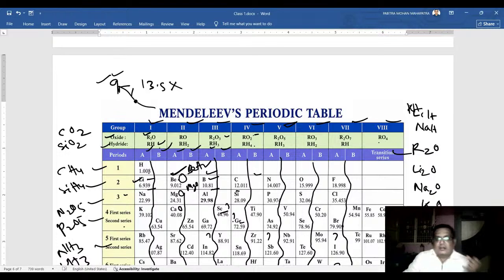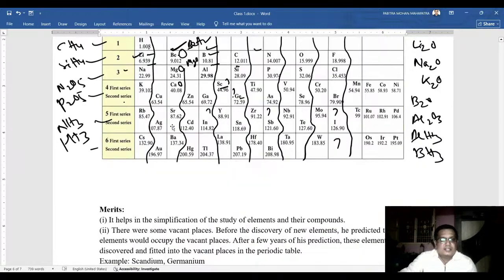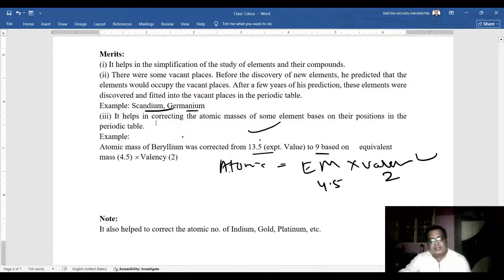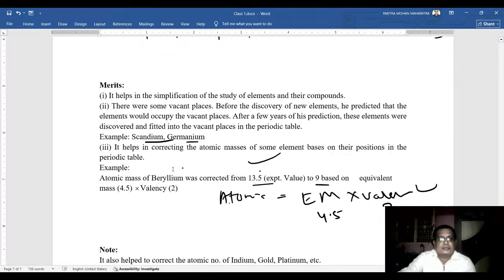There are different methods for calculating the atomic mass. One method gives 9, another method gives 13.5. 9 is taken because the Mendeleev periodic table supports 9, not 13.5. So here a point is given: it helps in correcting the atomic mass of some elements on the basis of their position in the periodic table. Here I have given that the atomic mass of beryllium is corrected from 13.5 to 9.